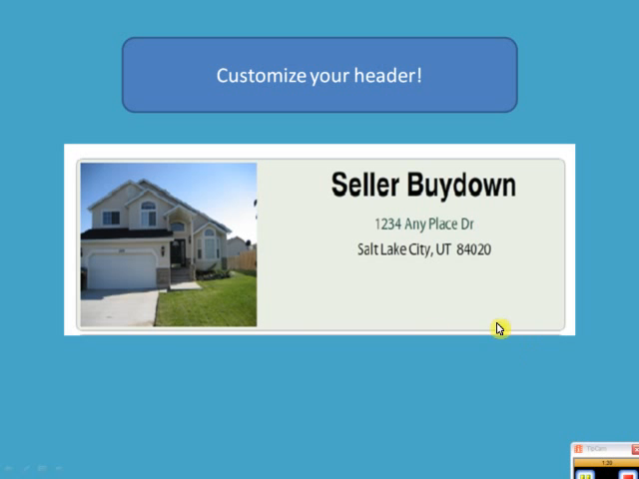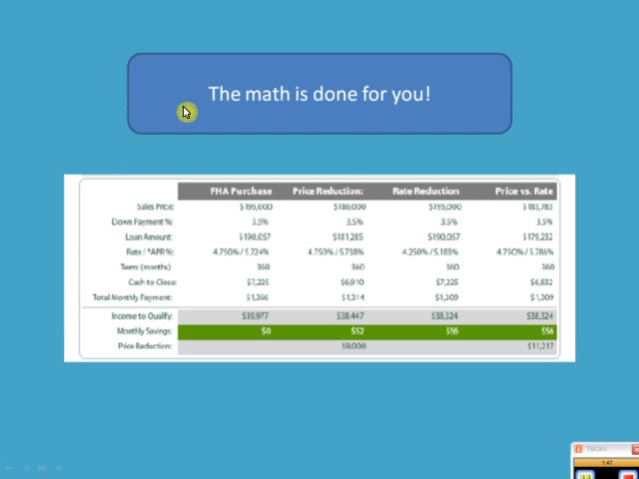Again, like I said, we'll be customizing the header, so we'll place the photo of the subject property. I can place a variety of different photos there, and then we can give it a title. I don't know if you want to put beautiful home, whatever you want to put there we can suggest. And then again, the math here is now done for both you and your clients. What this is going to show is the difference between our standard purchase, and our typical purchases are still predominantly FHA. So it's going to compare our standard purchase versus if we're reducing the price versus reducing the rate. And then it's going to compare our price and our rate.